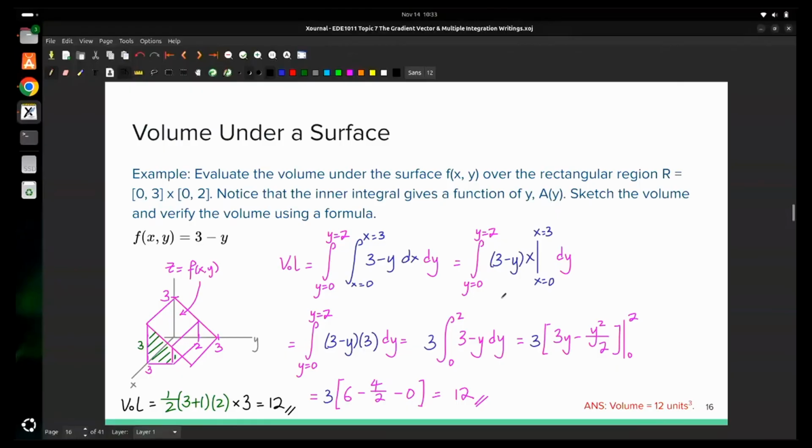Oh yes. When you integrate with respect to x, you have to treat the other terms as constants. So let me write. This 3 minus y is treated as a constant.